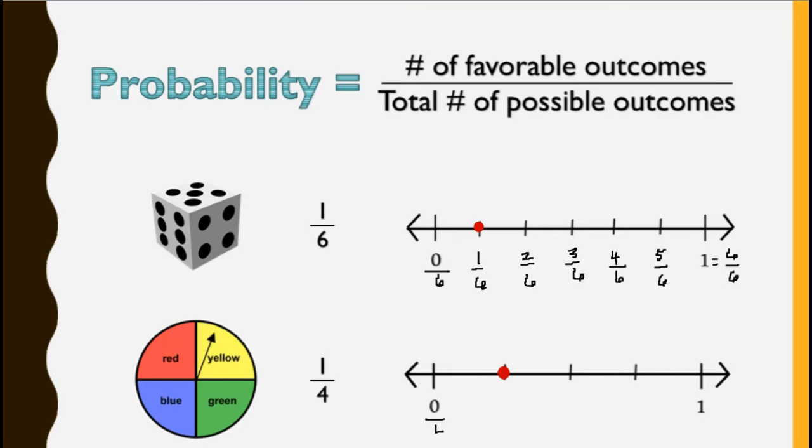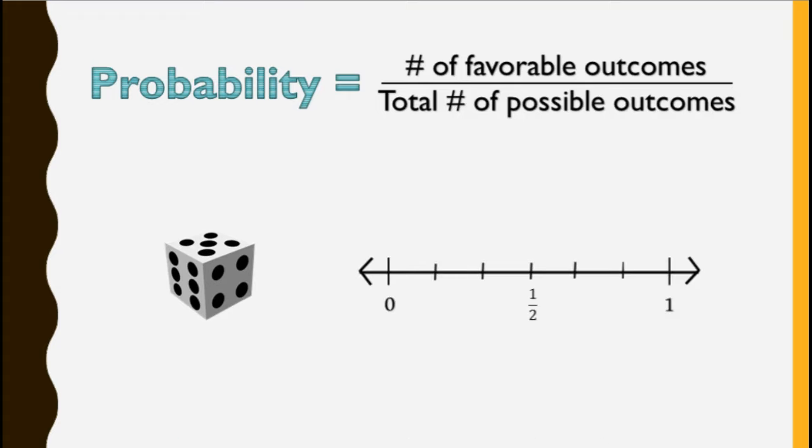This would be 0 out of 4 chances. This is 1 out of 4, 2 out of 4, 3 out of 4, and then 1 would equal 4 out of 4. Okay? All right. So now, if my question wasn't what's the likelihood or what's the probability that I would land on a 4, what if I said, what's the probability that I would land on an even number?